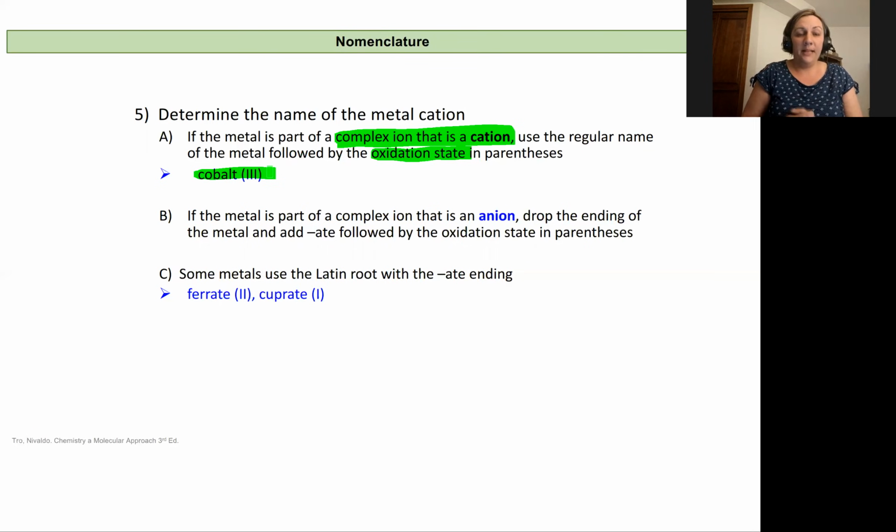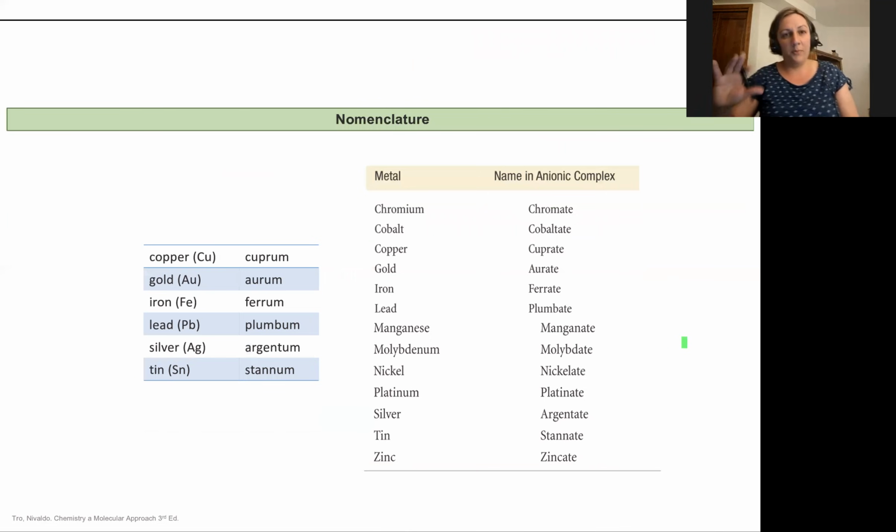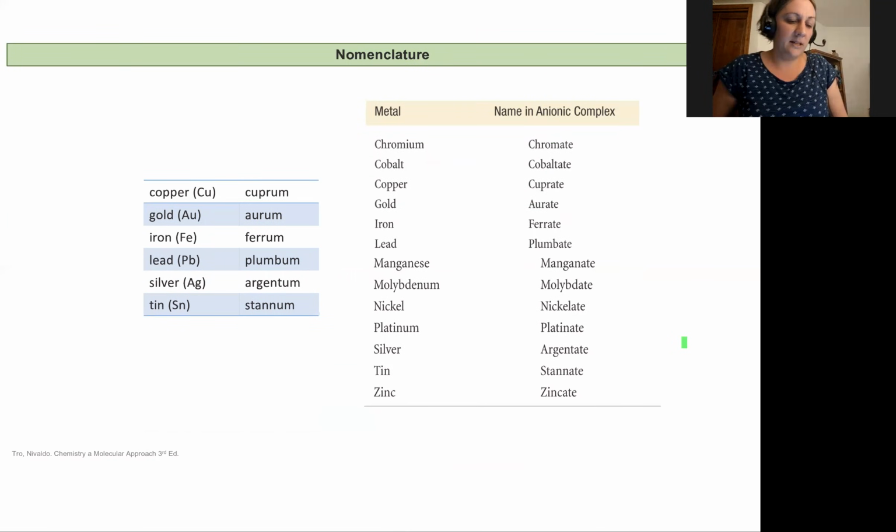But if the complex ion forms an anion, we're going to change it up. We're going to change the ending of it. We'll still include the oxidation state in parentheses, but we're going to drop the ending of the metal and add an -ate ending instead. Now, some metals already have a Latin root with that -ate ending anyway, so there's that. So let me show you some examples because that helps me. And some of these with the multiple common types have actually a different set as well for the lower of the common oxidation numbers. But let's look at this.